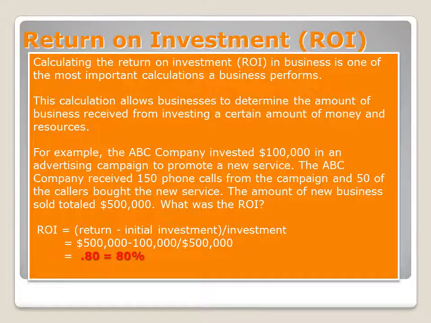If you solve this problem successfully, you see that your return on investment is 80%. So you have $500,000 return minus your $100,000 investment all over your $100,000 investment, which will give you an 80% rate of return.